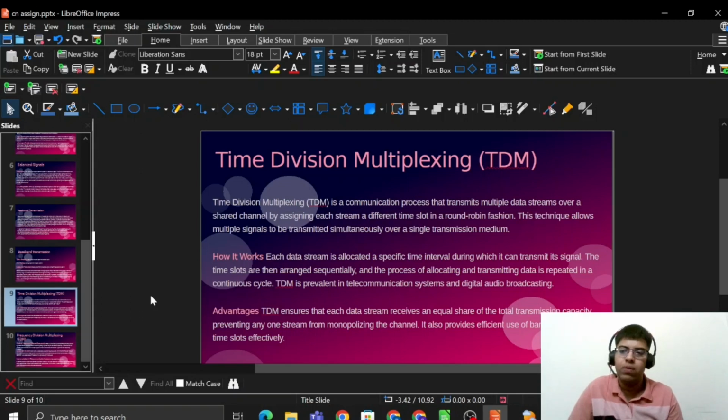Now, what are the advantages? It allows each data stream to receive an equal share of the total transmission capacity, which prevents any stream from monopolizing the channel. It also allows for efficient use of bandwidth by utilizing time slots efficiently.